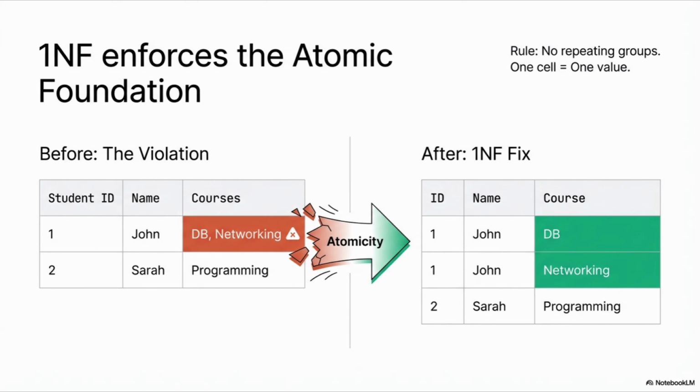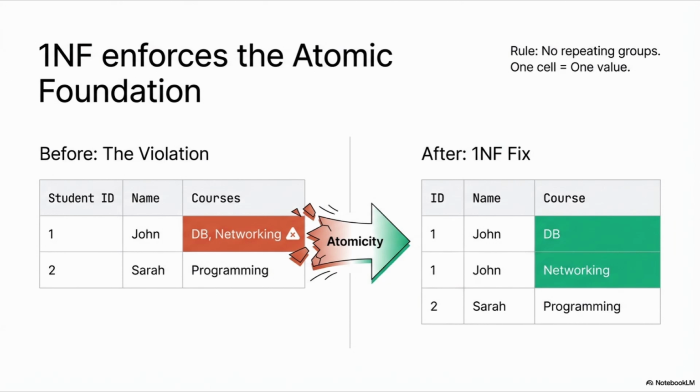So if I want to ask the database, hey, show me everyone taking physics, it can't easily do it. No, it has to scan every single cell as text, looking for the word physics buried somewhere inside. It's slow, it's error-prone, and it's basically impossible to sort or index efficiently. It's like throwing all your clothes into a suitcase without folding them. Sure, they fit, but good luck finding your left sock without dumping the whole thing out on the bed. So 1NF is about unpacking the suitcase.